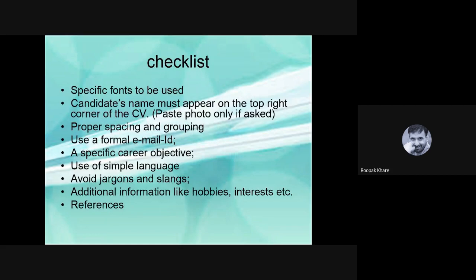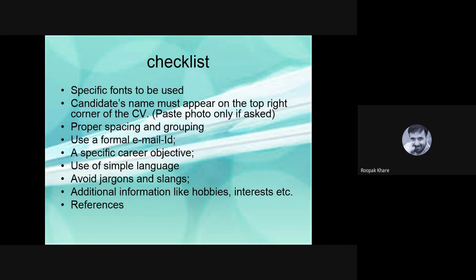Specific fonts should be used. The fonts that you use should be professional ones, right? At times we get very creative, Comic Sans or similar fonts are used, but these are not appreciated. These don't convey the right message. As I told you on the first day itself, fonts also convey certain information. Candidate's name must appear on the top corner of the CV, right? Photo can also be there. Proper spacing and grouping. Use formal email IDs.